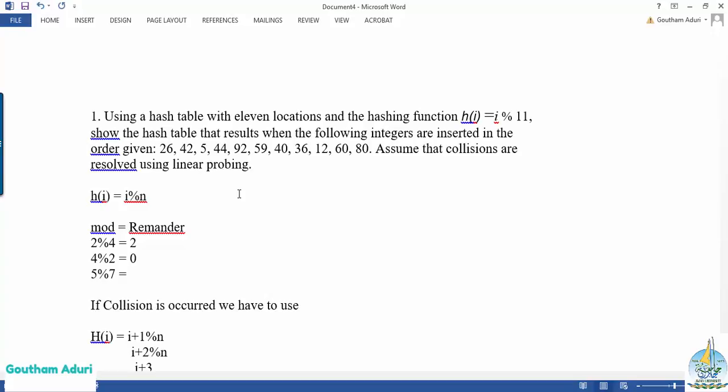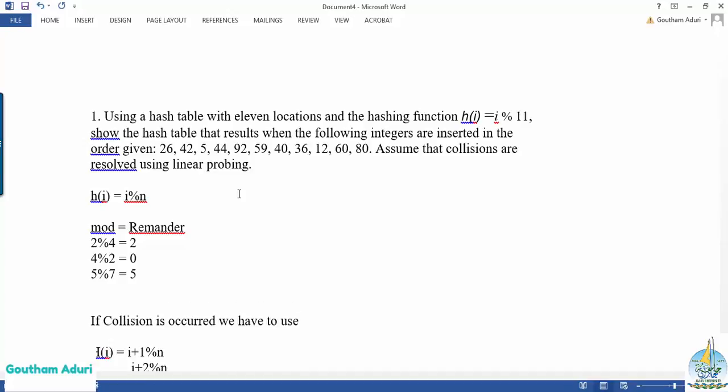That's why we just have to get the remainder. What is the remainder of that? For 7 mod 5, it goes in 1 time, so 7 mod 5 is just 2. That's how you need to calculate the mod. Mod is nothing but a remainder, the remainder of any value.